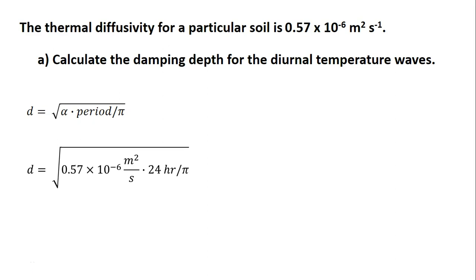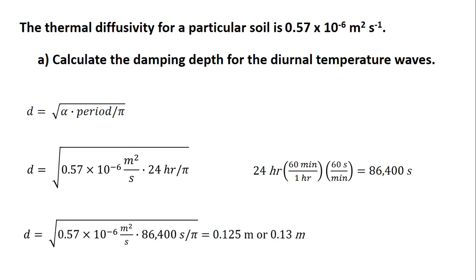equation. Now notice before we move on that our units are not unified. So we have meters squared per second and a period of 24 hours. So before we move on, we need to convert this period from hours to seconds so that it matches the thermal diffusivity units that we're given. When we do this, we find that there are 86,400 seconds in one day. And now we can plug this value into the equation and solve for the damping depth.